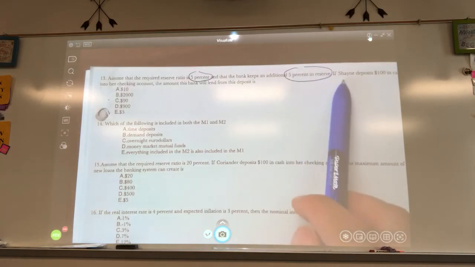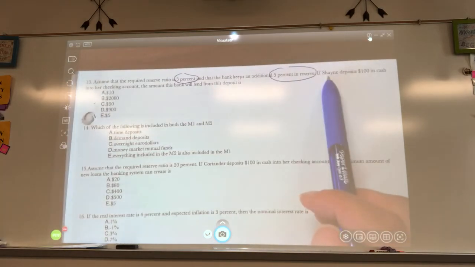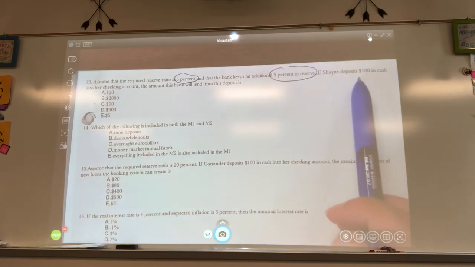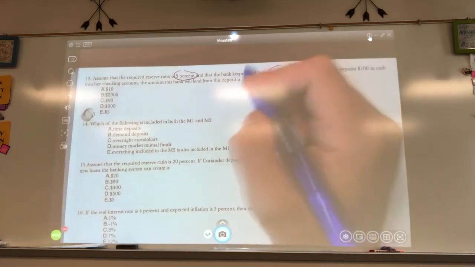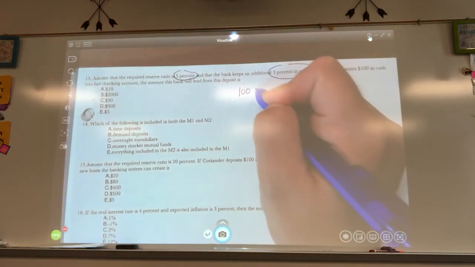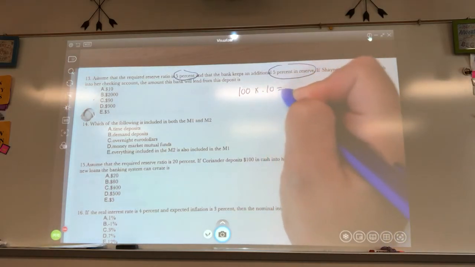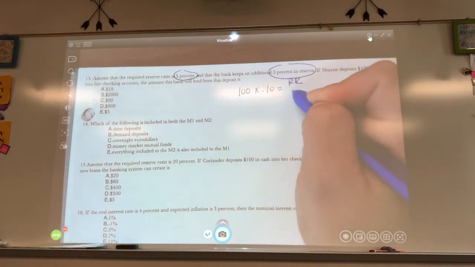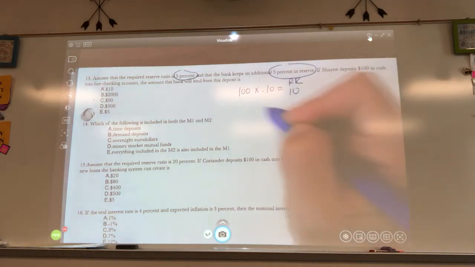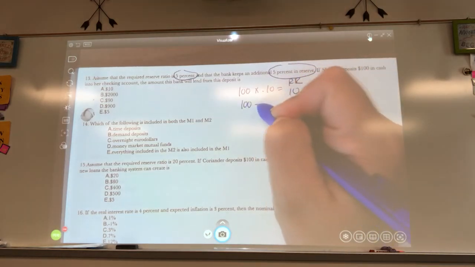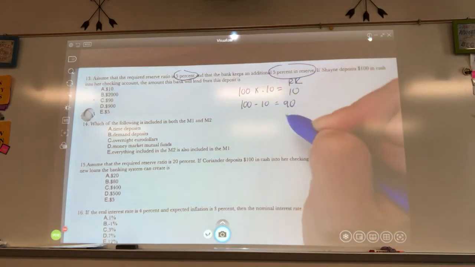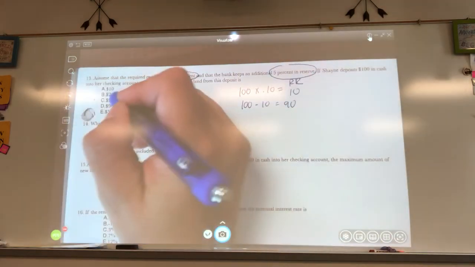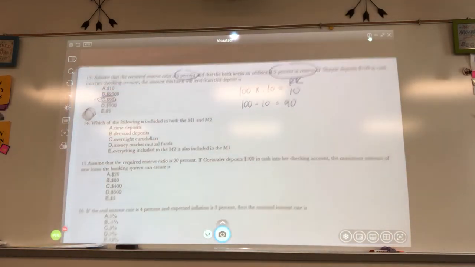So if Shane deposited 100 in cash into a checking account, the amount the bank will lend from this deposit is, okay, so we said 10 is 10%, right? So how much is the required reserve to them? $10. So now what is excess reserve? 90. So is there an answer like that? Oh, yay, C, great.